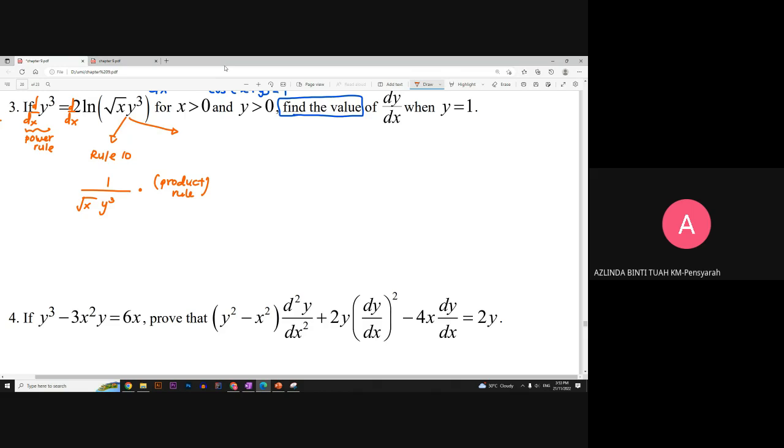So, untuk avoid jalan kerja yang terlalu panjang dekat bahagian sini, product rule, saya akan simplify soalan dengan apply rules of log. Okay, how to apply rules of log? Kita akan gunakan rule log A times B equals to log A plus log B. So I'm gonna simplify the question first.